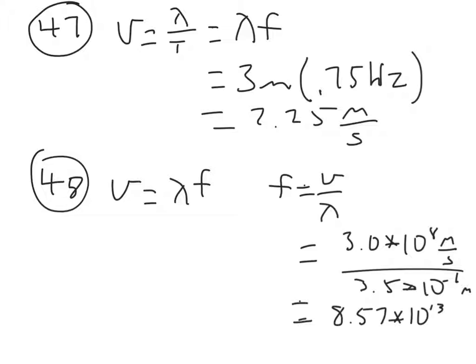Number 48 says the wavelength of a photon of visible light is 3.5 times 10 to the negative 6 meters. What is the frequency of this light? You're using the same equation. Velocity is equal to lambda, the wavelength, times frequency. It must be solved for frequency, so we divide each side by lambda. We just plug and chug, and our answer is 8.57 times 10 to the 13th.